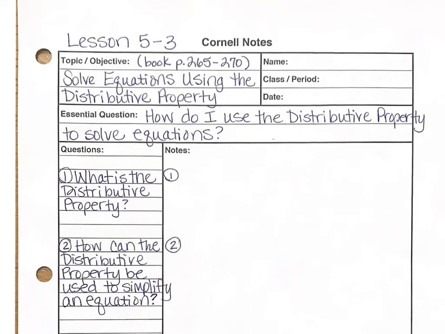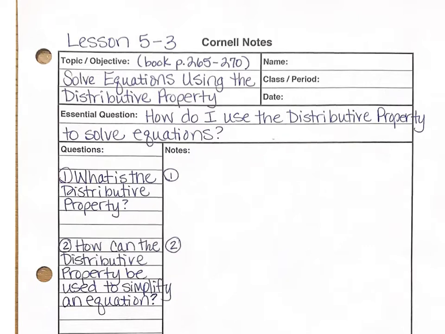Solve equations using the distributive property. This set of Cornell notes actually comes based on lesson 5.3 from your book on pages 265 through 270. The essential question for this lesson asks, how do I use the distributive property to solve equations?